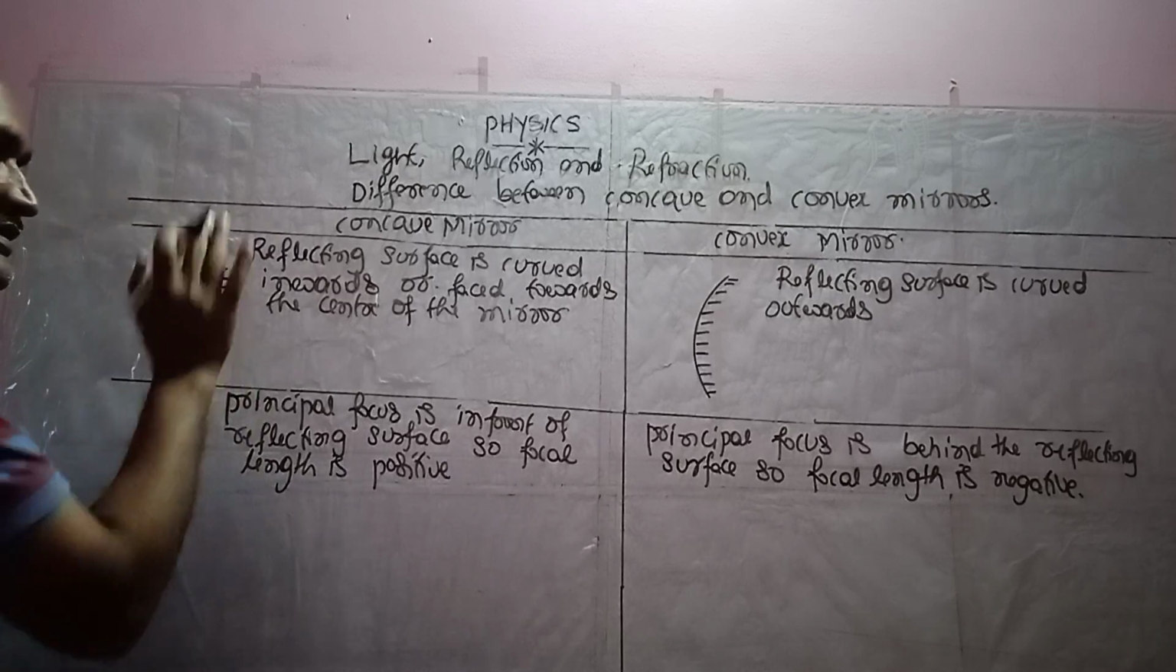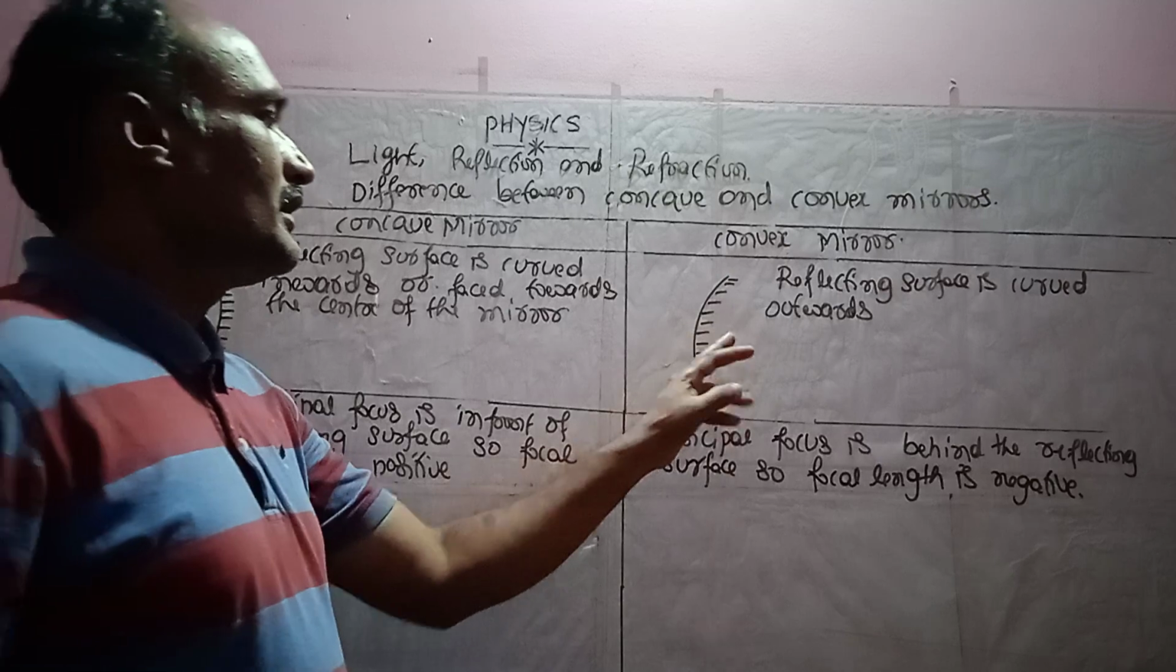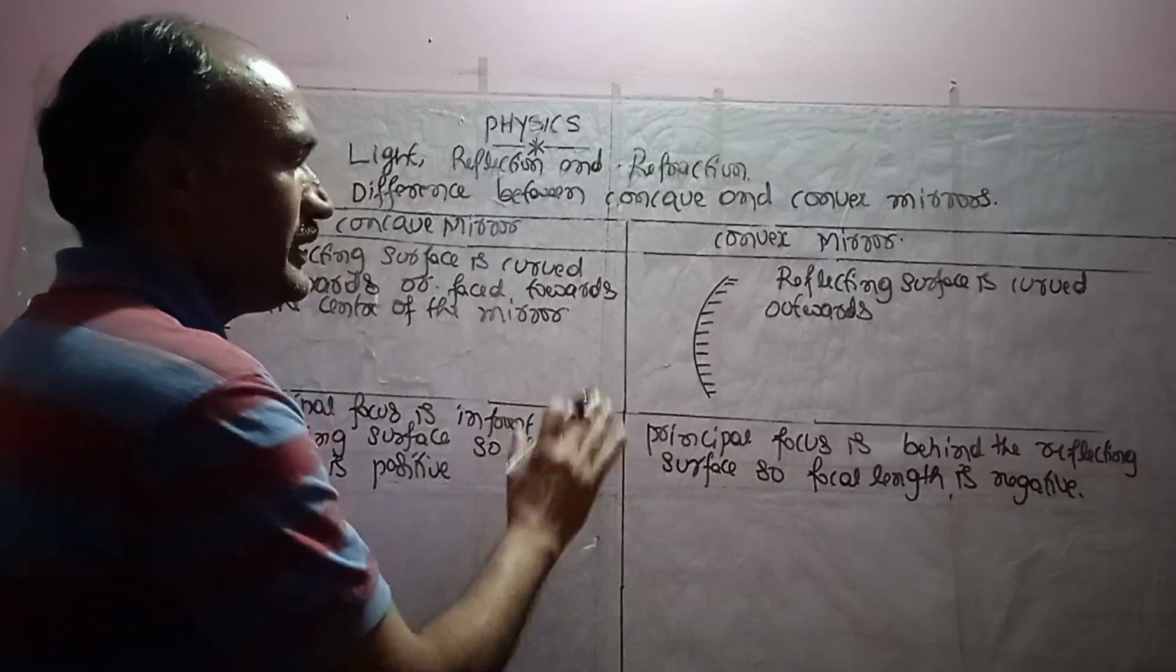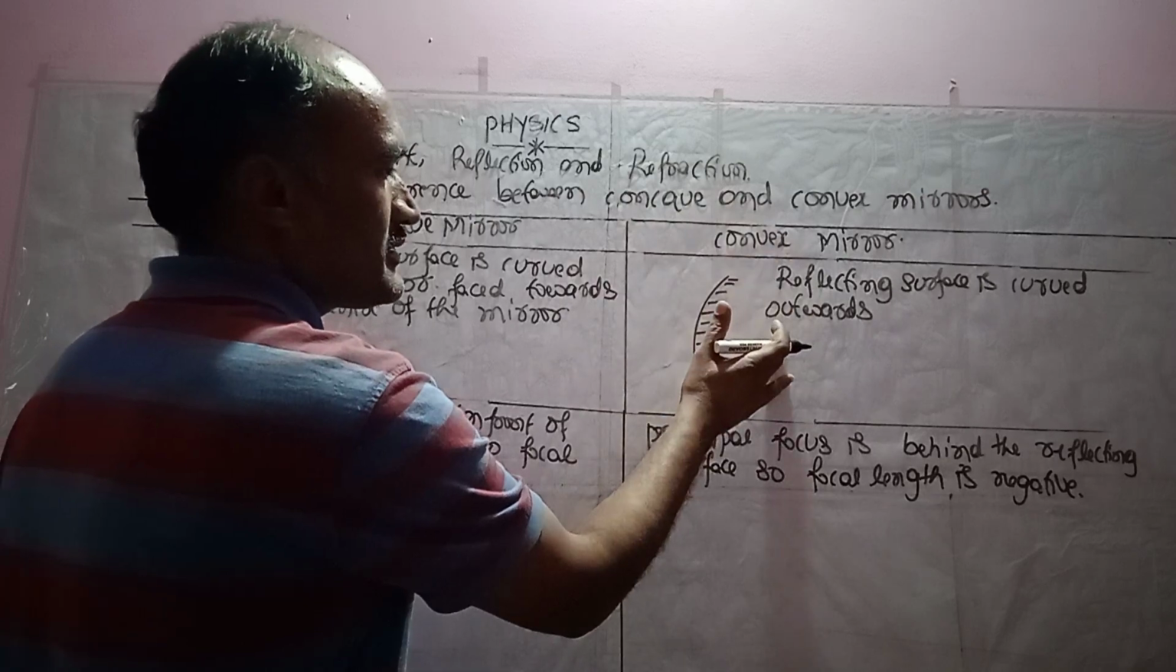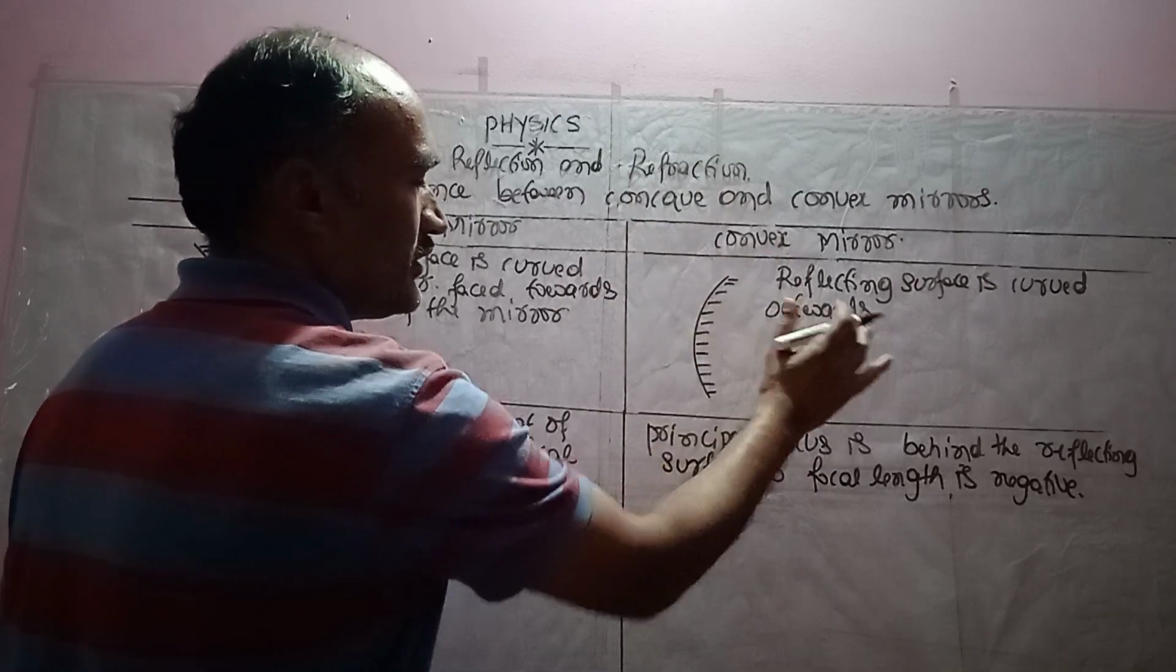So as the focus is in front of the reflecting surface, the focal length will be positive. In the convex mirror, the principal focus is behind the mirror, behind the reflecting surface, so the focal length will be negative.